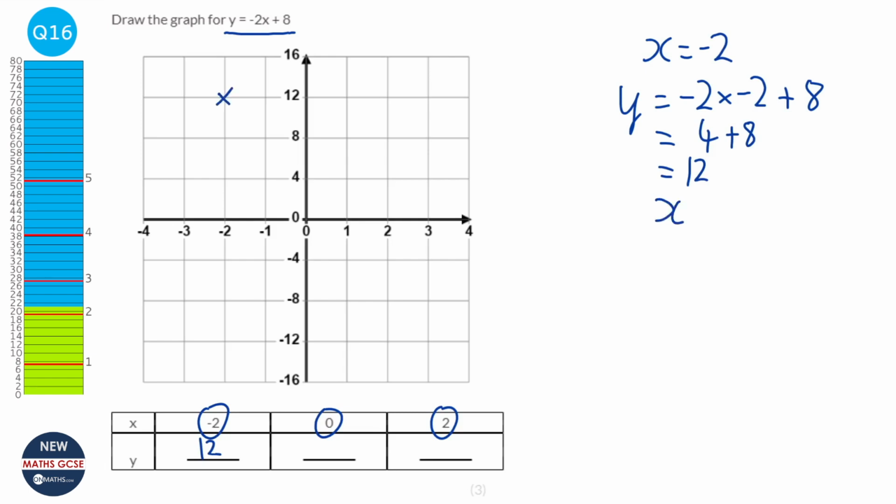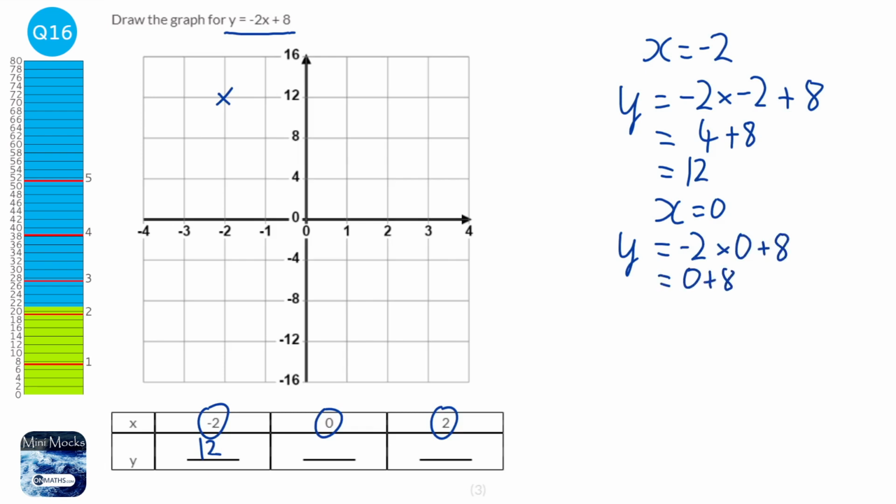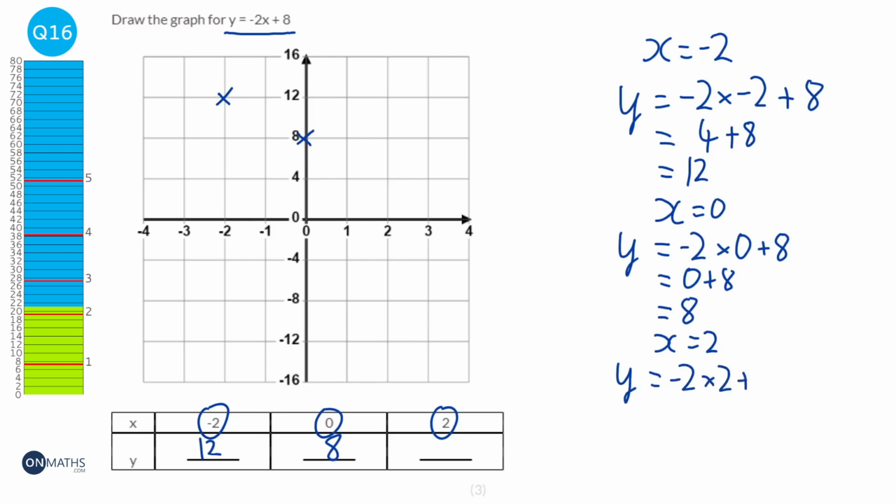Then we're going to put in x equals 0. So y equals -2 times 0 plus 8. Anything times 0 is just 0, so it's 0 plus 8, or just 8. So 0, 8 will be our next coordinate. And then finally we've got x equals 2. So y equals -2 times 2 plus 8. -2 times 2 is -4, and -4 plus 8, which is the same as 8 take away 4, is 4. So at 2 it's going to be 4.